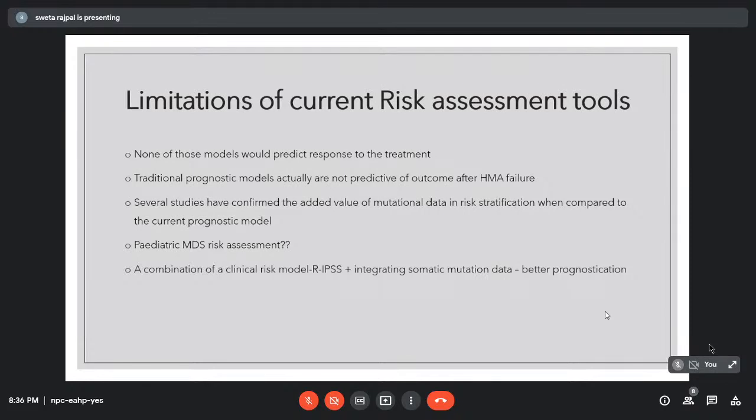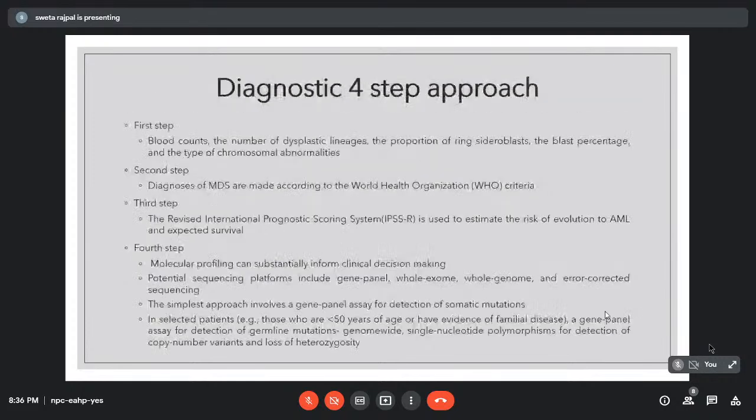In the future, we might have a clinical risk model that includes the revised IPSS along with somatic mutation data that can give us a clearer, better prognostication. So how to approach a case of MDS? We should go in a 4-step approach. The first step is to do the blood counts, to assess the number of dysplasias, proportion of ring sideroblasts, percentage of blasts, and type of chromosomal abnormalities. This is the first step.